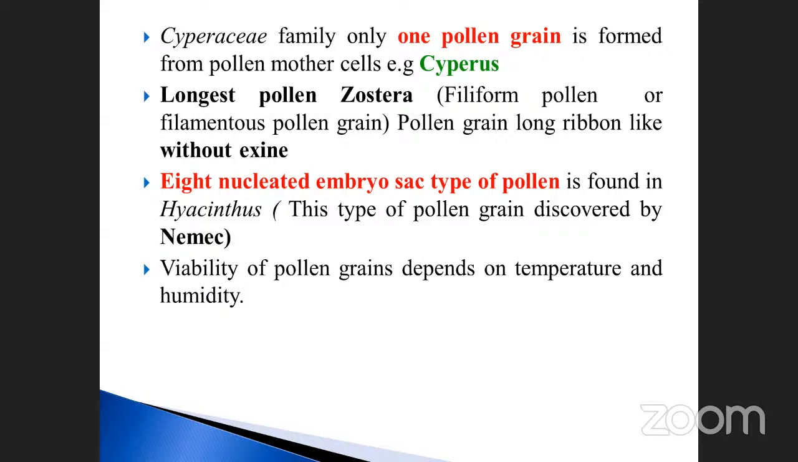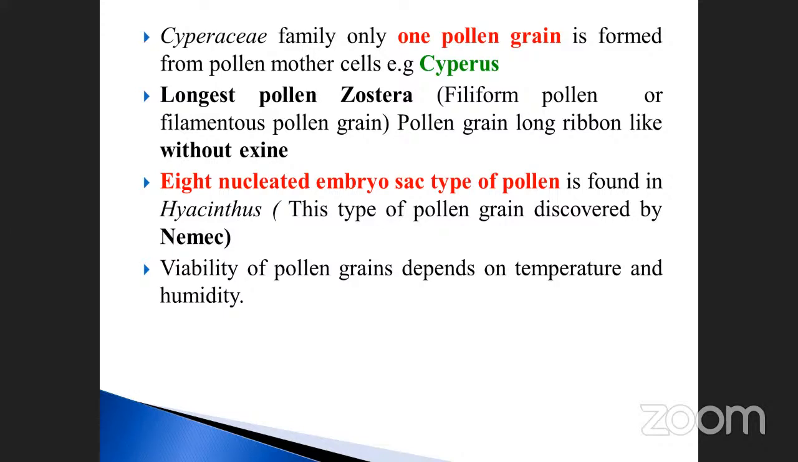Zostera. Another one, the 8 nucleated embryo sac type of pollen grain. Already we studied 4 nucleated, binucleated, uninucleated like that. Here the 8 nucleated embryo sac is also present. It is found in Hyacinthus. This type was first introduced or discovered by the scientist called Namak.